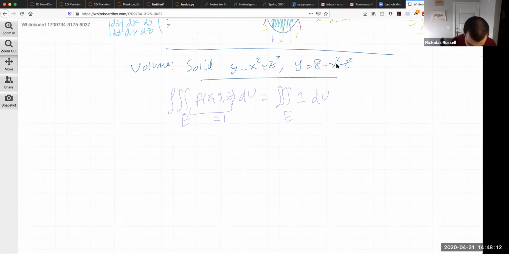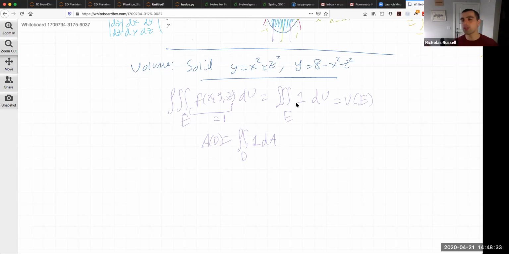Now, in our last example, what did we say that this was? Right? If I just had a double integral with respect to dA here, with a 1 there, we thought that that was the area of D. In this case, it's just the volume of E.